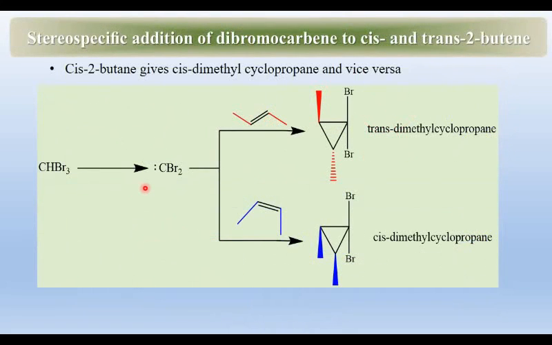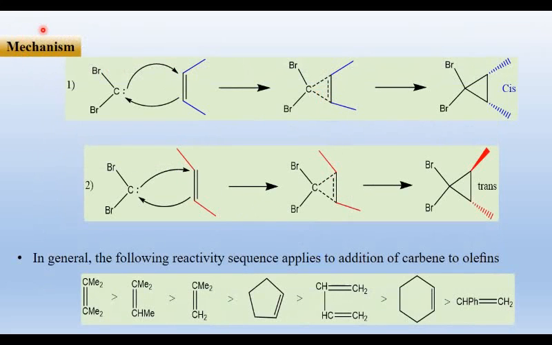Here is a stereospecific addition of dibromocarbene to cis and trans-2-butene. Trans-2-butene gives a trans product while cis-2-butene gives a cis product. Here once again the mechanism for both reactions has been given. Cis product is obtained from the cis-alkene while the trans product is obtained from the trans-alkene. Here is the order of reactivity. The greater the number of electron donating groups attached to the double bond, the greater is the reactivity.